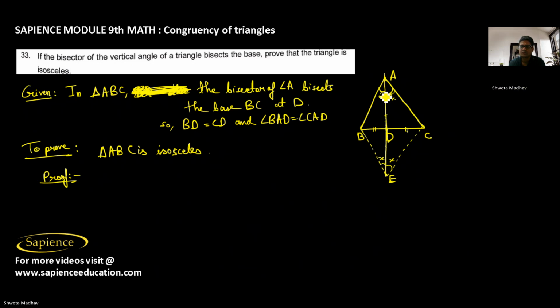So now it is a parallelogram. So it means that opposite sides are equal. This side is equal to this side, and this side is also equal to this side. And since these two angles are equal, these two sides are also equal. Okay, so here we need one construction.